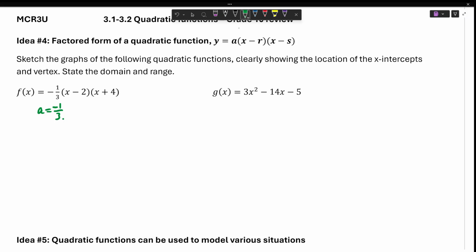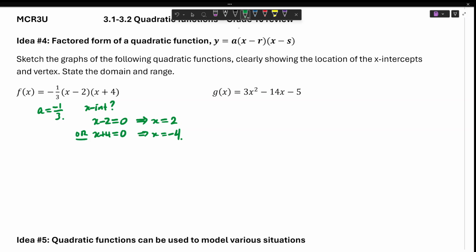And what are the x-intercepts? Well, the x-intercepts happen whenever the y value is 0, or when f of x is equal to 0. And when does that happen? That only happens when these factors are equal to 0. So either x minus 2 is equal to 0 or x plus 4 is equal to 0. Notice that when you solve these, it looks like the sign flips. So the x-intercepts should be 2 and negative 4.